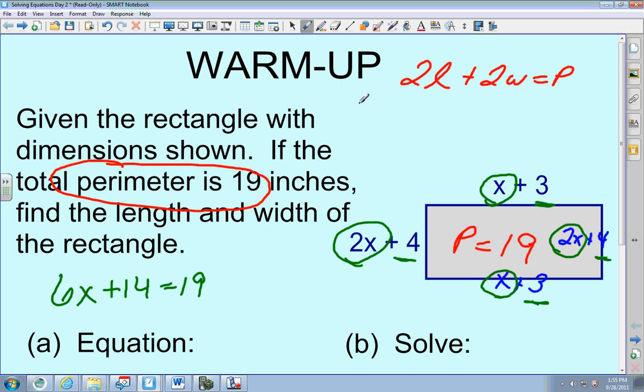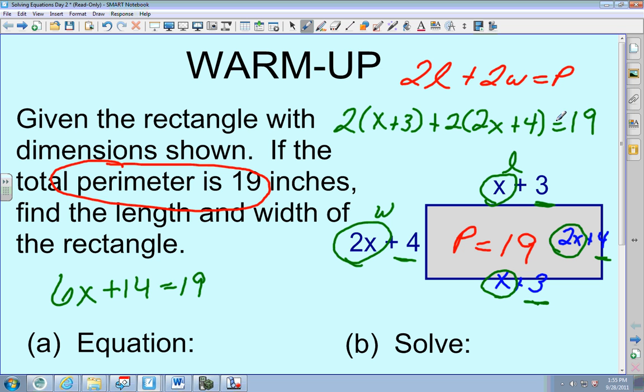You could also do it like I did earlier with my classes, 2 times the length. I'll make this the length and this the width. And do x plus 3 plus 2 times, oops, not x, it should be 2x. Let's see, 2x plus 4 equals 19. Now you can solve that one up there.